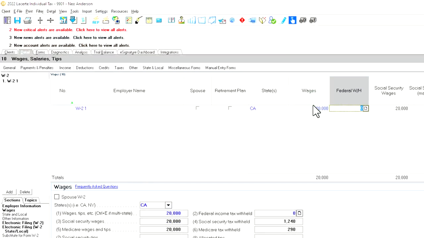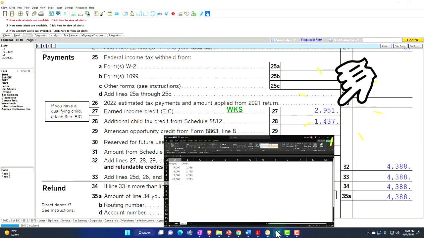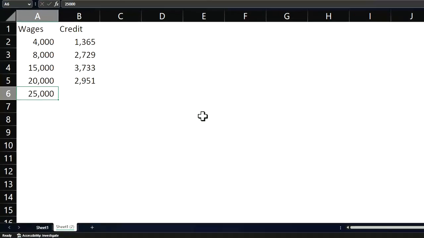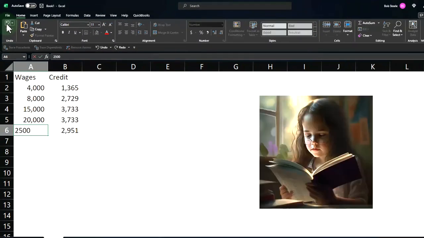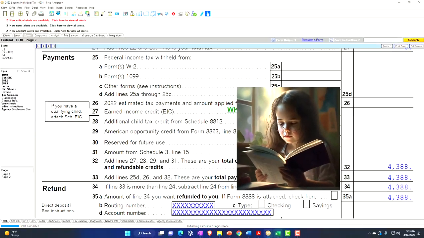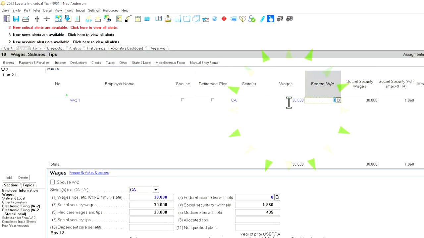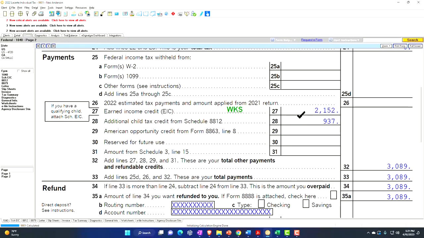Let's go to 25,000. That brings us down to 2951. So we got 2951 at 25,000. Okay, 2951, 25,000. Okay, 30,000. 30,000, almost there to the maximum, or till we phase out entirely.